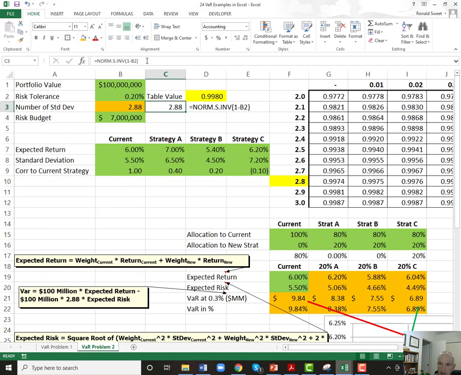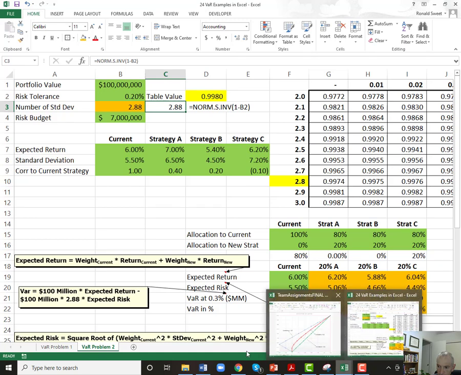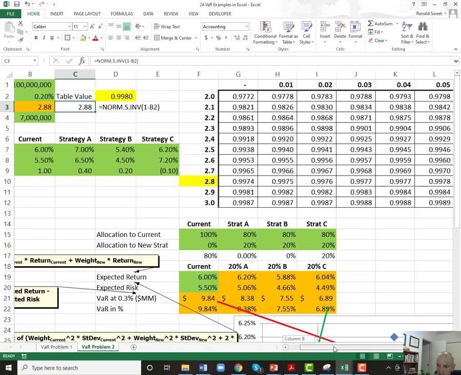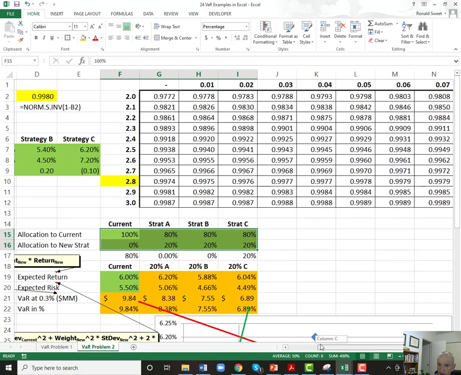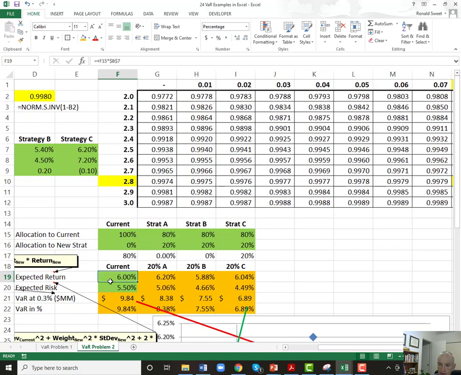Or you can use the actual formula, NORM.S.INV of 1 minus 0.2%. That also gives you the 2.88, but it's actually 2.8782. So either way is fine. We then come down here to the math. So here are the strategies you've been told to look at. You already know the current strategy has a return of 6% and a risk of 5.5%.